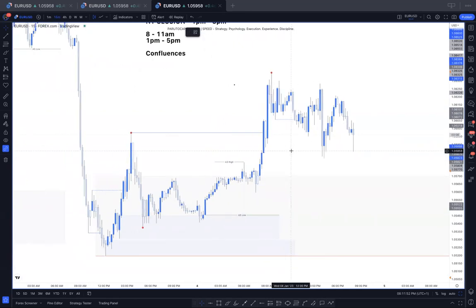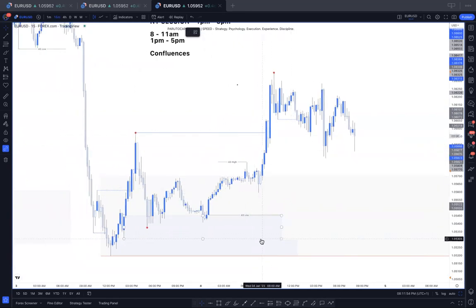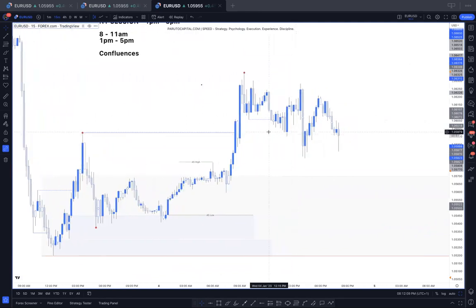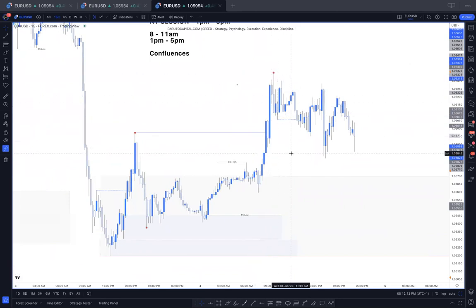So in the morning, we started from 7 a.m. This moved. We've drawn our structure. We know where our swing low and swing high are. Price has broken structure. We have our high here. Price pulled back a little bit, made a high here, and then broke structure here. We've drawn that. So we know that internally, the 15 minutes has started retracing.